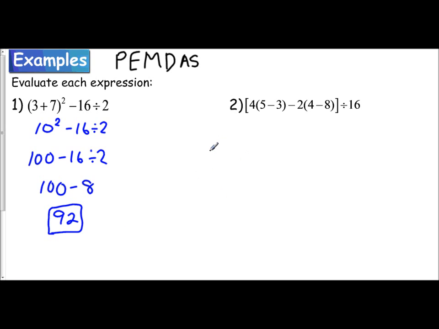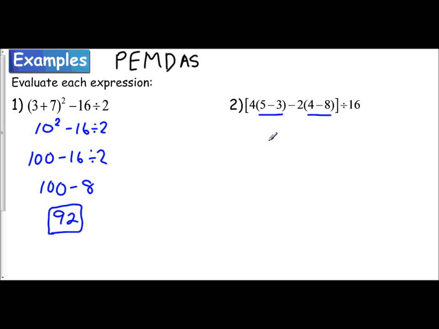Now, the second example, you see a lot of grouping symbols. It looks visually maybe a little difficult, but if you focus on identifying the grouping symbols first and work inside those, it becomes a very simple problem. So when you're doing this type of problem, you just want to focus. The innermost grouping symbols look like they are here with 5 minus 3 and here with 4 minus 8. So I'm going to perform those operations first.